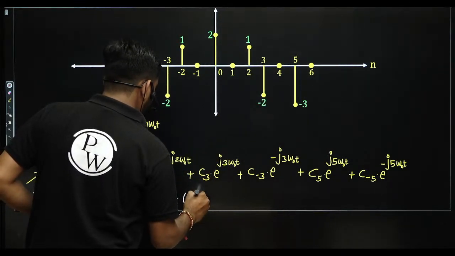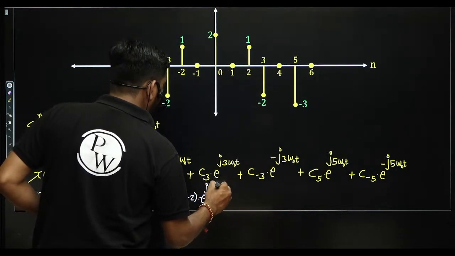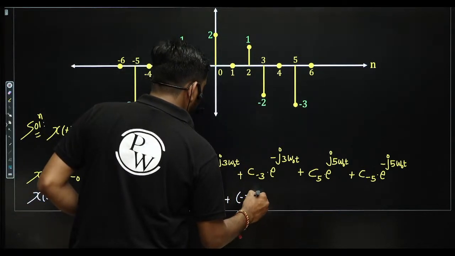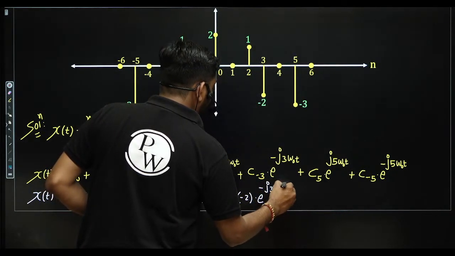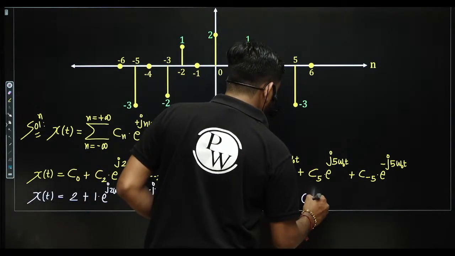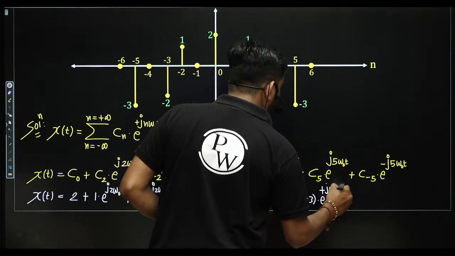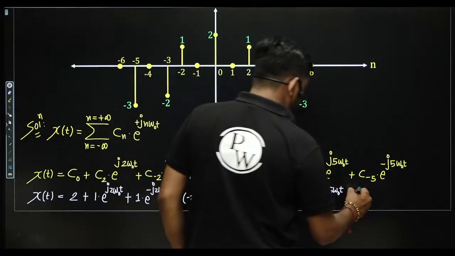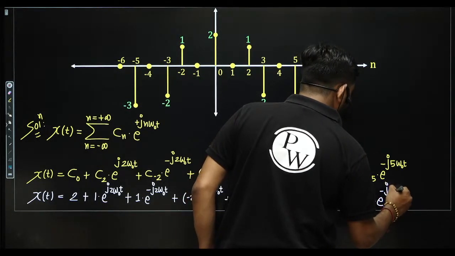So here minus 2 into e to the power j 3 omega 0 t plus C minus 3 also minus 2, plus minus 2 into e to the power minus j 3 omega 0 t. Value of C5. C5 is minus 3. So plus minus 3 into e to the power j 5 omega 0 t. And C minus 5 also what? Minus 3 guys. So minus 3 into e to the power minus j 5 omega 0 t.